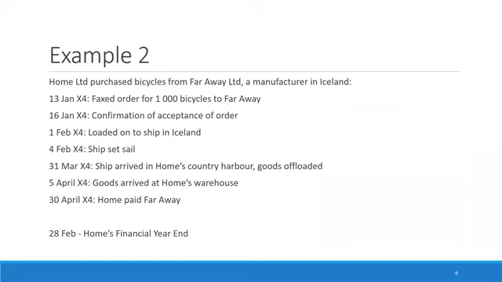Example 2 tells us that Home Limited purchased bicycles from Faraway Limited, a manufacturer located in Iceland. We're then given a number of different dates. So on the 13th of Jan X4, we faxed the order for 1,000 bicycles to Faraway. Does that generate a transfer in risks and rewards? No, not yet. On the 16th of Jan, there's confirmation of acceptance of order. Does that give rise to a transfer of risks and rewards?